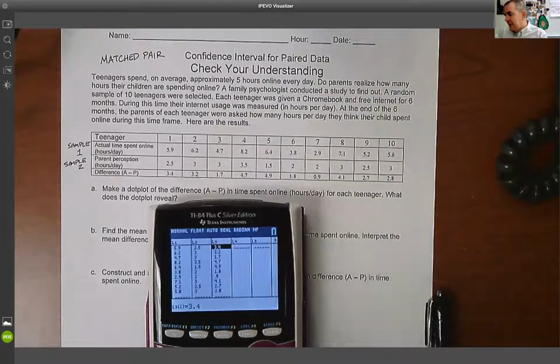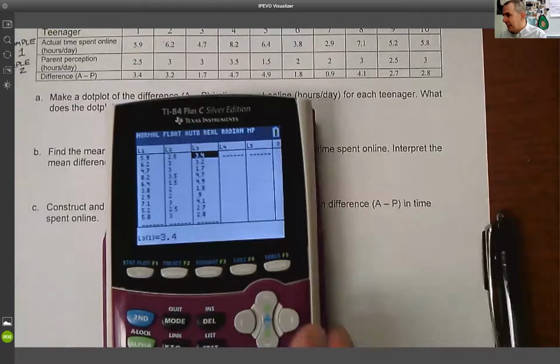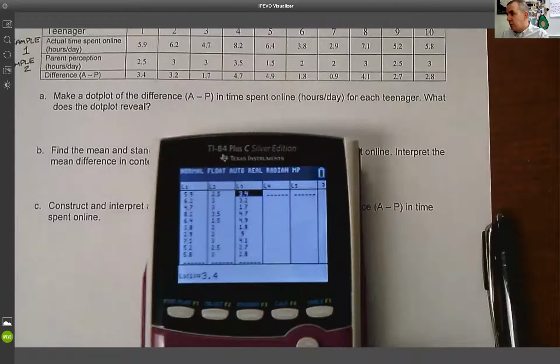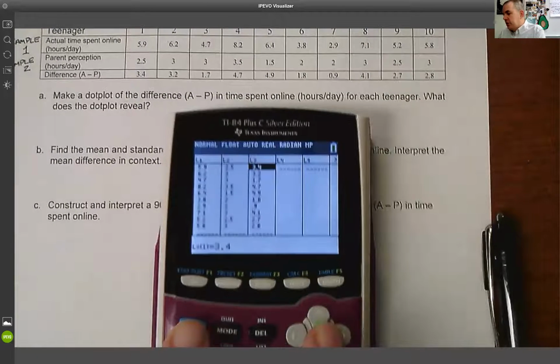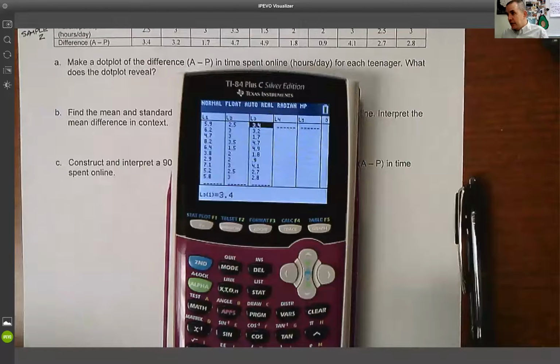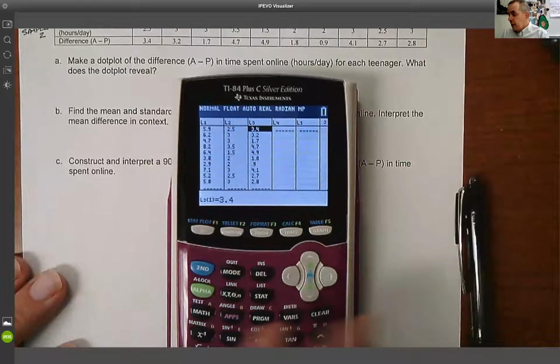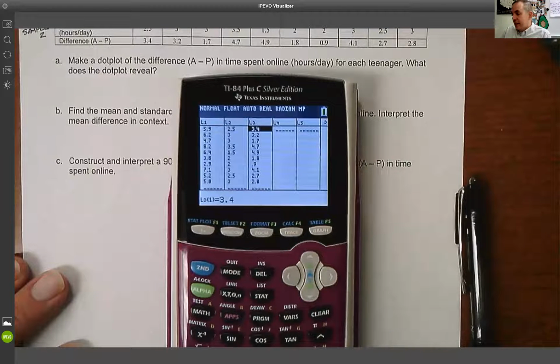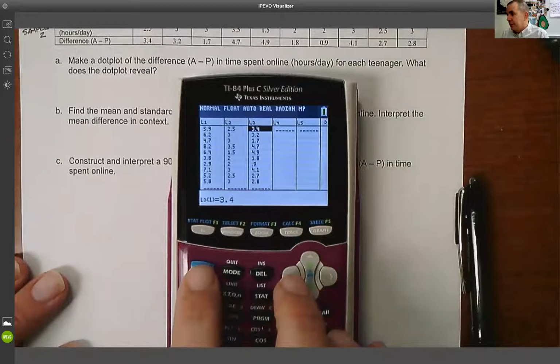So really what I care about is that L3 column. The first question says, make a dot plot of the difference, because this is what we really care about. Let me show you how we use our calculator to do that. You could make a dot plot if you want. You could just draw a number line and put those dots on the number line. But I want to show you that your calculator's got it.